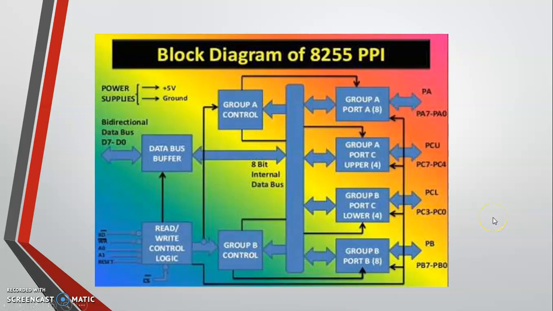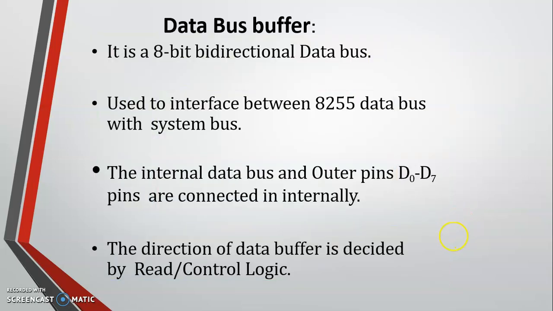The first block is the data bus buffer. This consists of an 8-bit bidirectional buffer bus and it is used to interface 8255 with the processor. Through this bus, 8-bit data can be transmitted or received through one of the 3 ports. For this, we use the IN and OUT instructions. The control word and the status information can also be transferred through this bus. The internal data bus D0 to D7 is connected internally to this block.